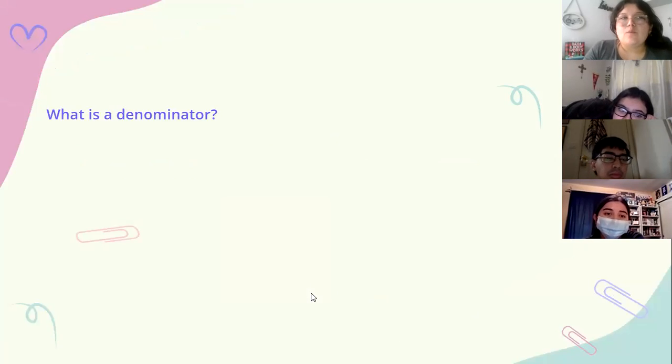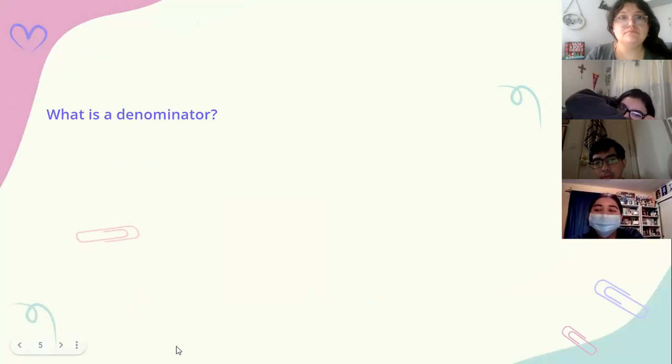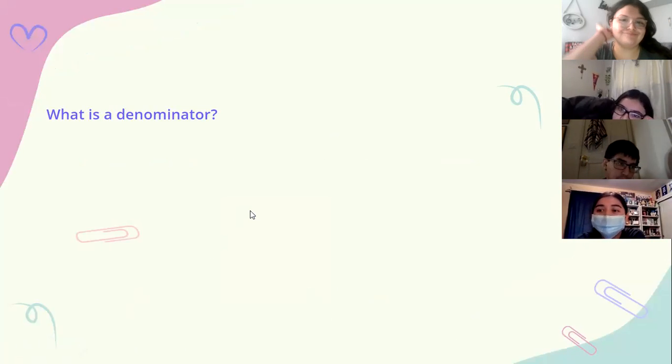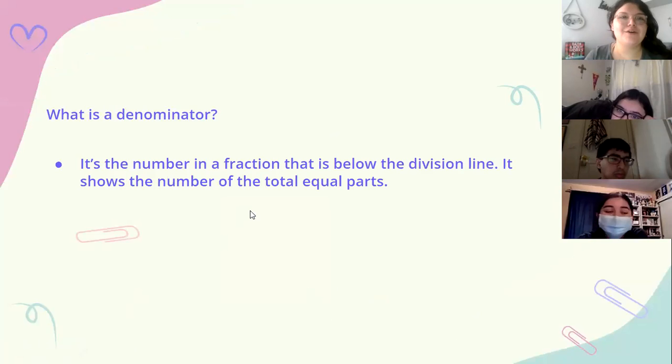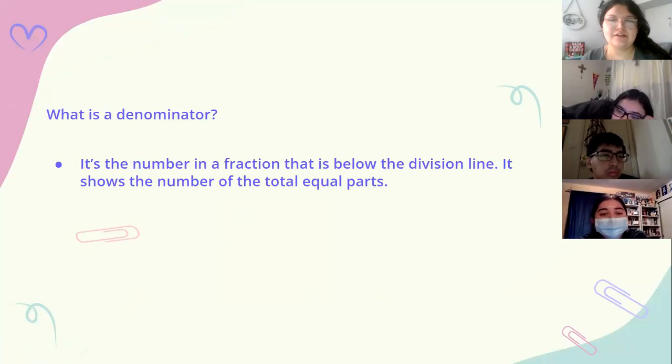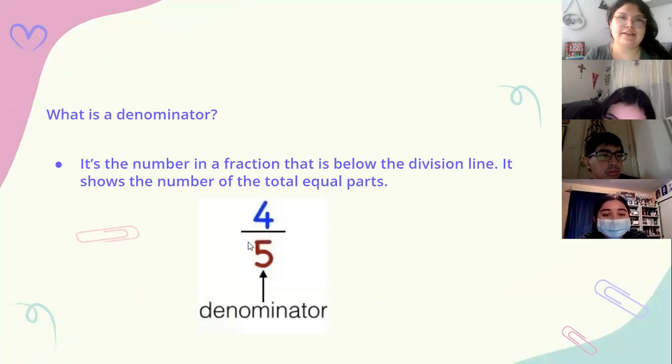Can someone tell me what a denominator is? Samantha. The denominator tells us the number of equal parts in a whole. Correct. So the denominator is below the fraction line, and it shows us the equal parts. And here it is the 5 under the 4.